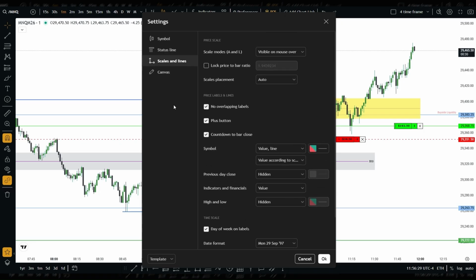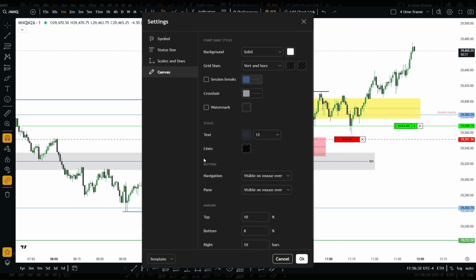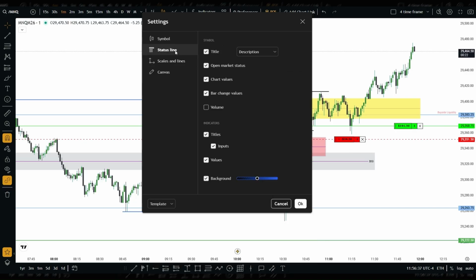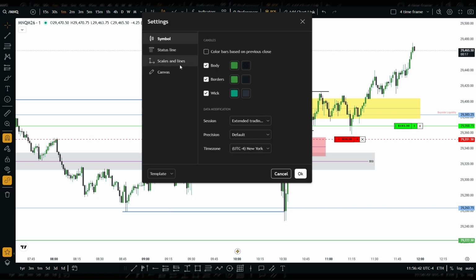How do I do that? Canvas, status. Yeah, I don't think it allows you to do that.